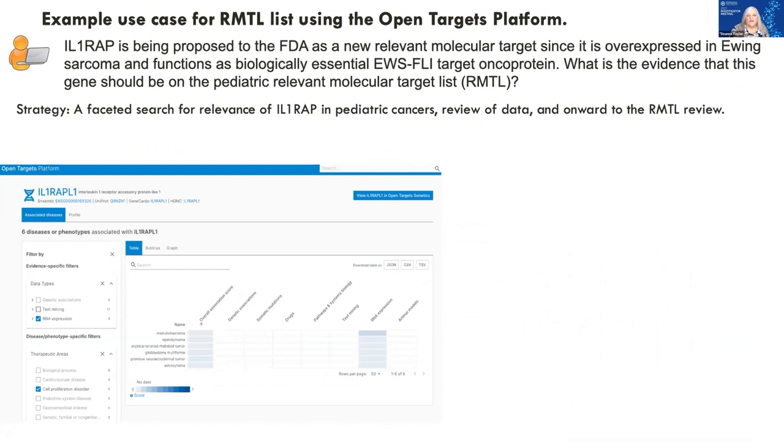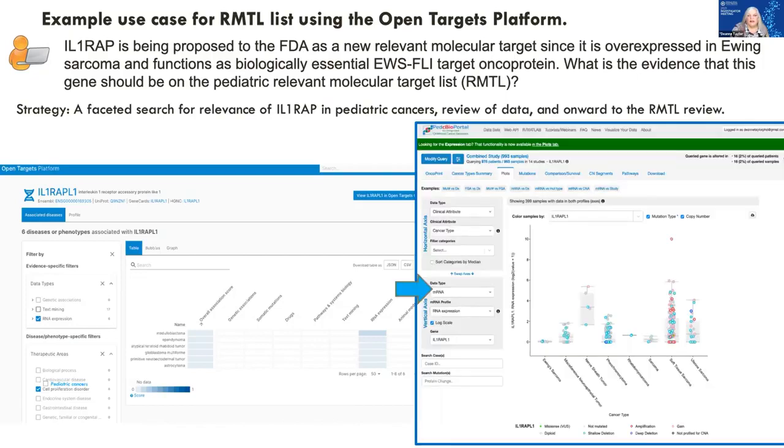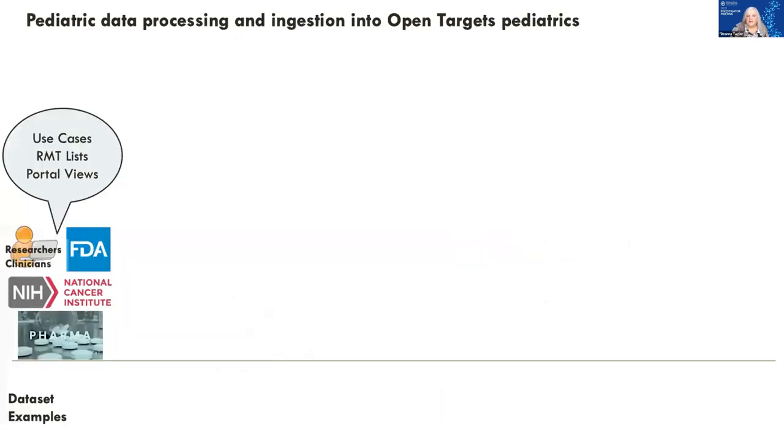This is just a quick one. This is another example of using the RMTL list, trying to update the RMTL list. You would say, could we propose this gene to the FDA as a new relevant molecular target, since it's overexpressed in Ewing sarcoma? So you could also do a search on this and different types of data. Again, we're missing pediatric cancers from this, but this is something we can add in. And again, we can link to PC Bioportal and start looking at, for example, all the sarcomas and seeing what kind of changes are made to the gene in its expression analysis.